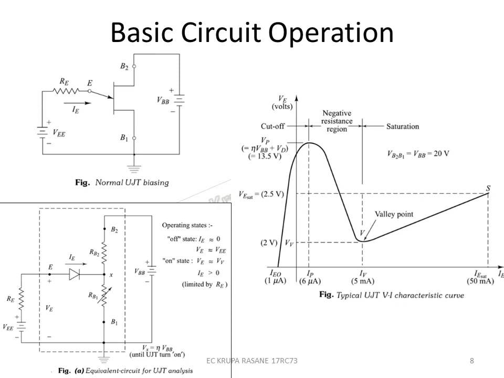So this is the UJT VI characteristics. What we have drawn is VE here, that is the input voltage VE, versus IE. IE is the current that is flowing through this diode. If you see the expression, if I make this variable, you can see that as VE is changing, the current through the diode or UJT is also going to change. I'll explain a bit more here. This is your origin.